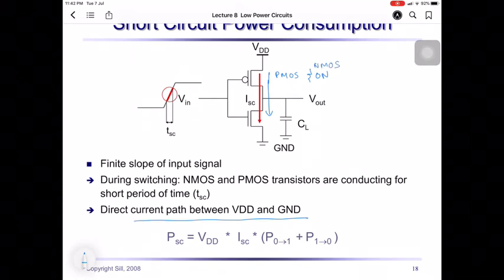There is a small instant when both the transistors are on. Just when the PMOS is about to turn off and the NMOS is turning on, there is one tiny instant where both PMOS and NMOS are on, and this creates a short circuit current from VDD to ground. So because of this, there is a short circuit current and there is a short circuit power consumption. So the short circuit power can be calculated using this formula, VDD times I short circuit times the transition probability from 0 to 1 plus the transition probability from 1 to 0.